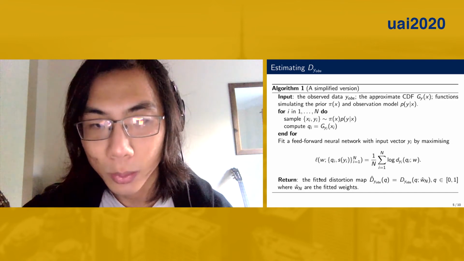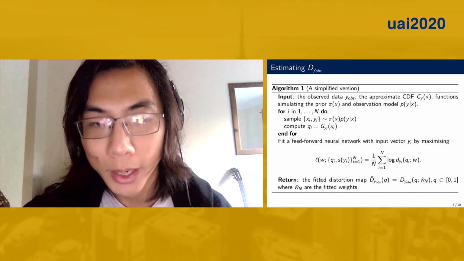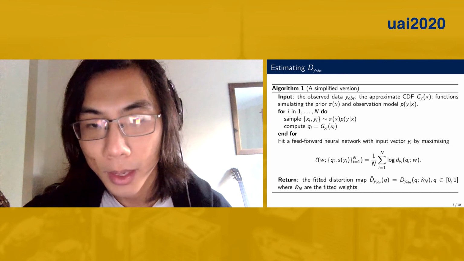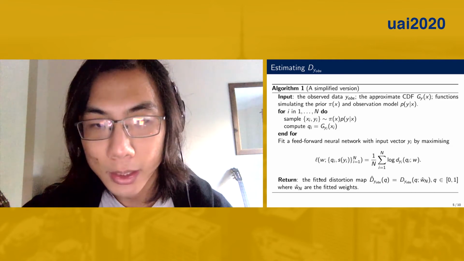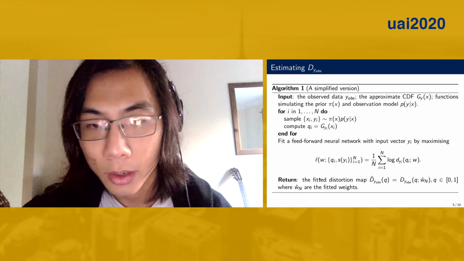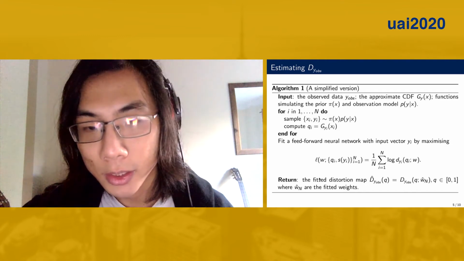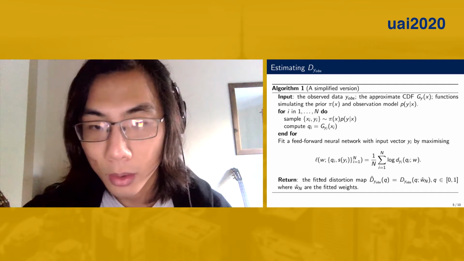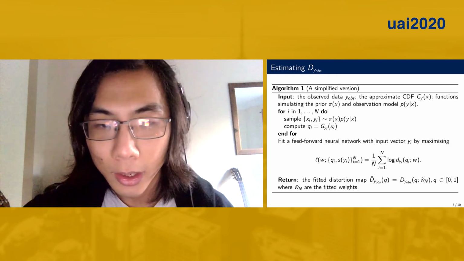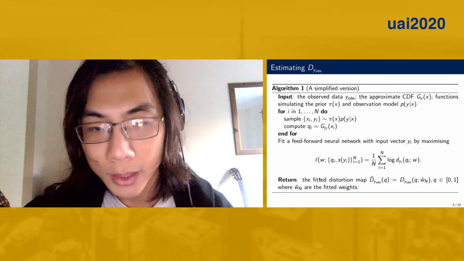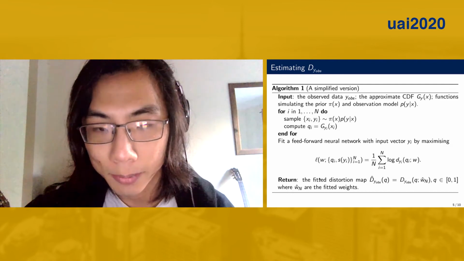From the last slide, we know that for each simulated data yi, this quantity is a sample from the distribution specified by the CDF Dyi. And then we fit a neural net with input yi by maximizing the log likelihood of qi. Recall that each of these lowercase dy are beta densities. Once we have fitted the model, we can plug y-obs in, get the estimated distortion map at y-obs, and compare it to the identity.